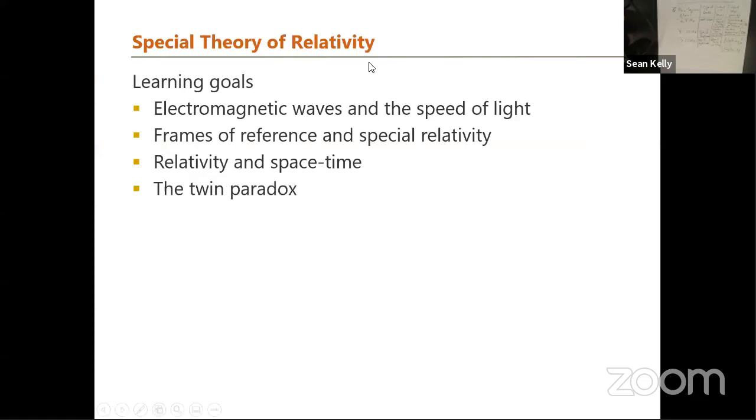Okay. So what is our goal today? We're going to learn about special relativity. Actually, I think he put the words in the order that I disagree with. This is the theory of special relativity. Maybe I'm wrong, but actually, no, I'm not. He's wrong. Okay, it's the theory of special relativity. Rearrange the words a little bit. Okay, so we have a couple of learning goals. Electromagnetic waves, the speed of light, frames of reference, important ideas, relativity and space-time, and the twin paradox. We will cover that today.